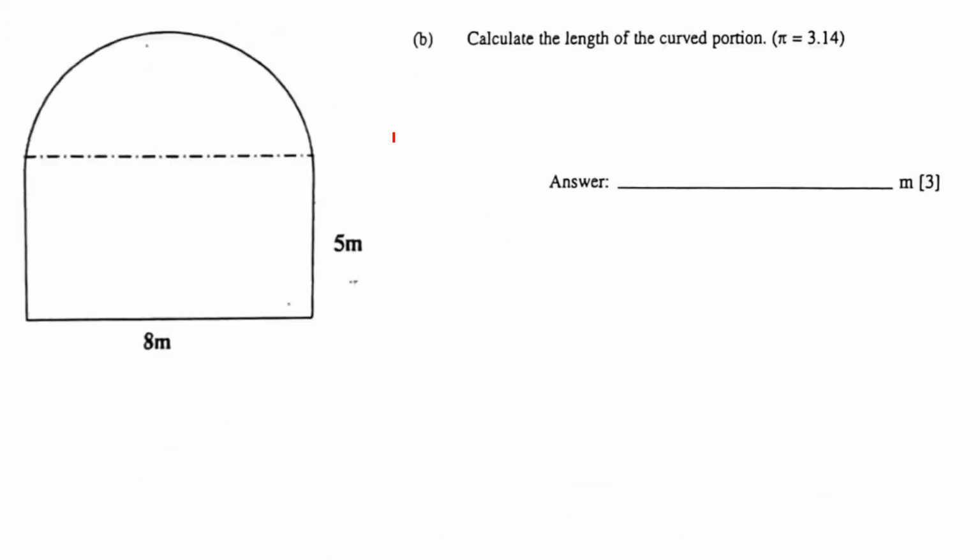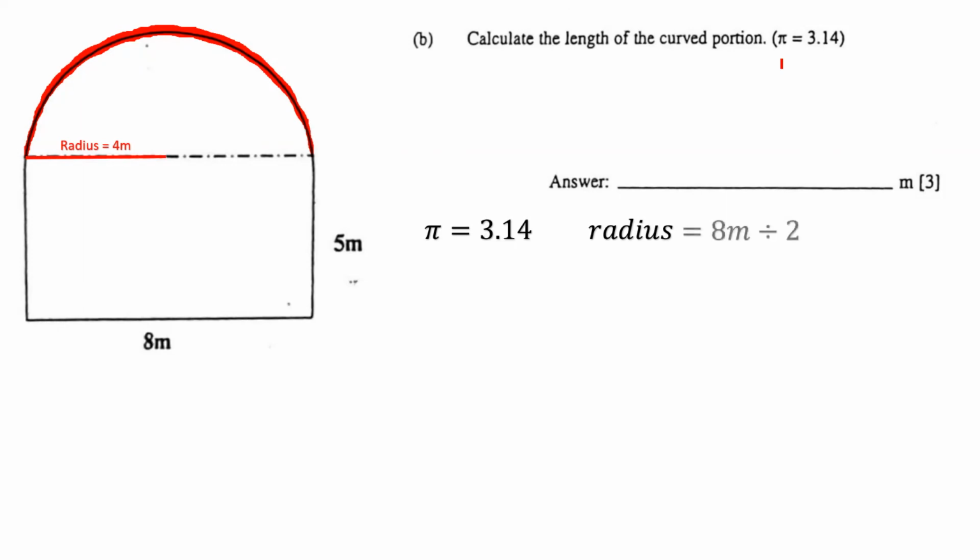Now we want to figure out the length of the curved portion. The curved portion is this one given in red. In order to figure out that length, we need pi. Pi is 3.14. We also need the radius. The radius is half of the diameter, and we know the diameter is 8, so half of 8 is 4. And so that means the radius is 4 centimeters. Okay, 4 meters.